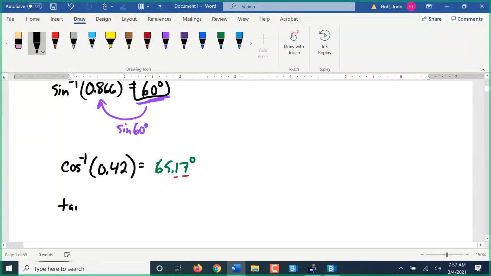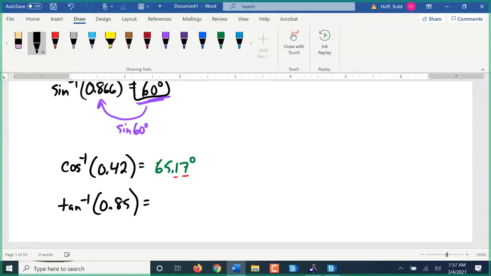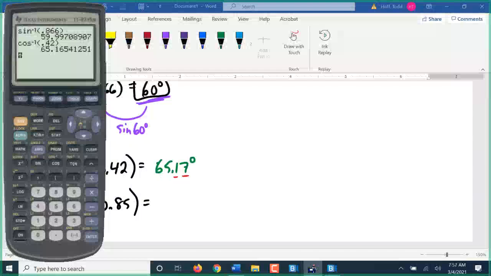And we might have the inverse tangent of 0.85. Second tangent 0.85, close the parentheses. I get 40.36 degrees.